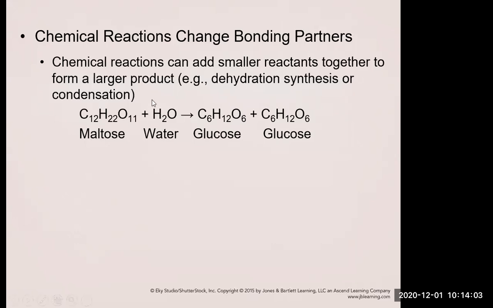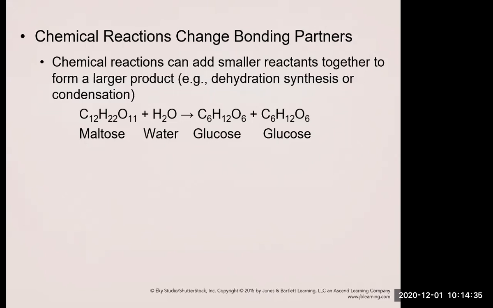So take a look here. If we take maltose and water, combine those, so these we're going to call our, what's the name of these two? Generally speaking, in a chemical reaction, is it the reactants? Yes, so here on the left of our arrow, we have our reactants. They will form products. So water and maltose react to form 2 glucose molecules.